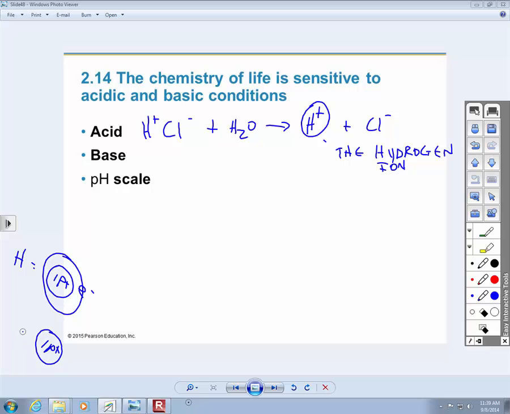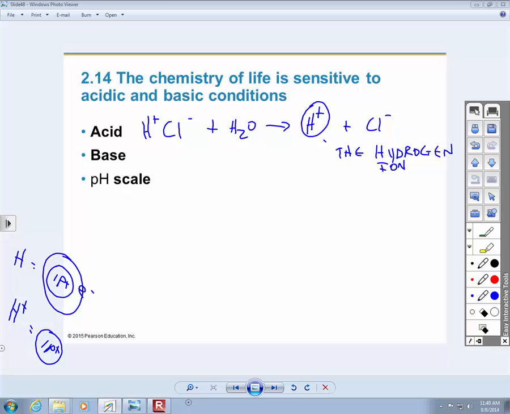I pulled the electron off. So that is really a hydrogen with a positive charge. If I have the positive and the negative, the proton and the electron, they cancel. But if all I have is the proton, I don't have a negative charge to cancel out that positive charge. Plus. It's the hydrogen ion.